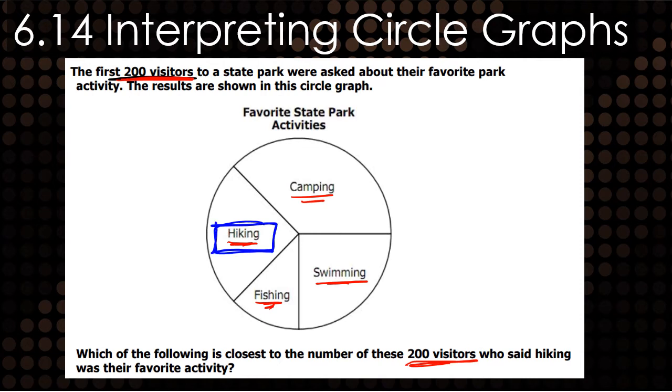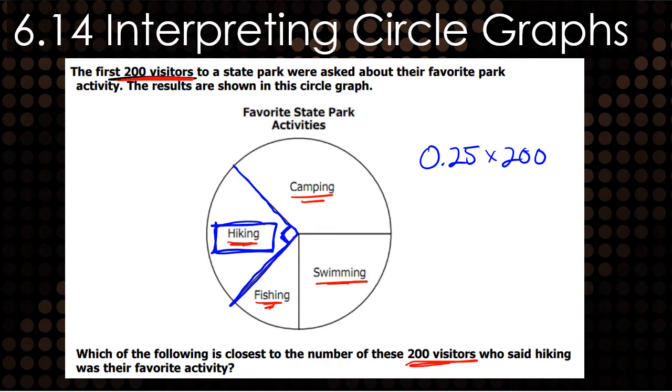We can say that hiking is about 25% of our circle graph here, because 25% makes a nice 90-degree angle right there. For hiking, the decimal form of that is 0.25, times 200.